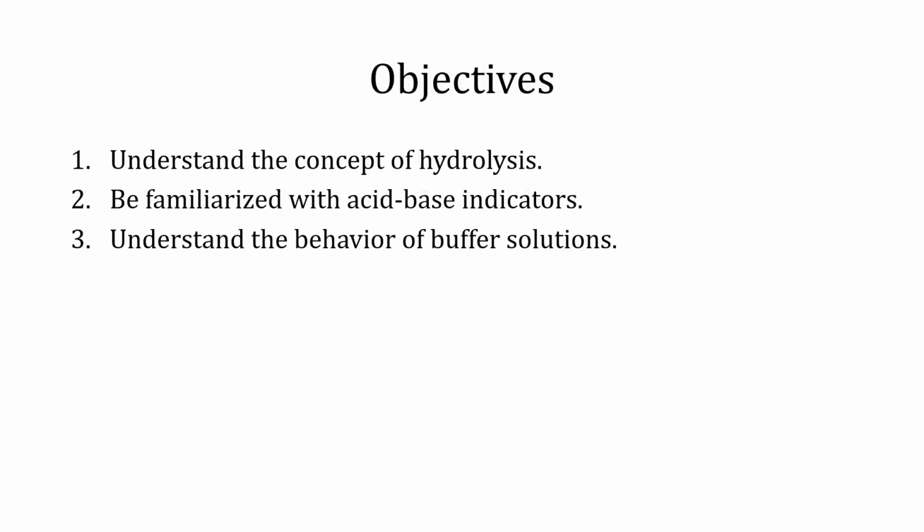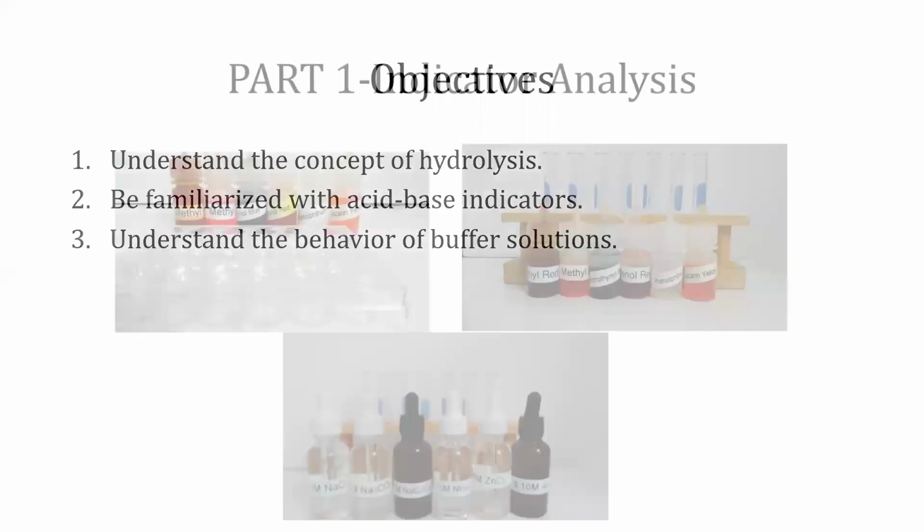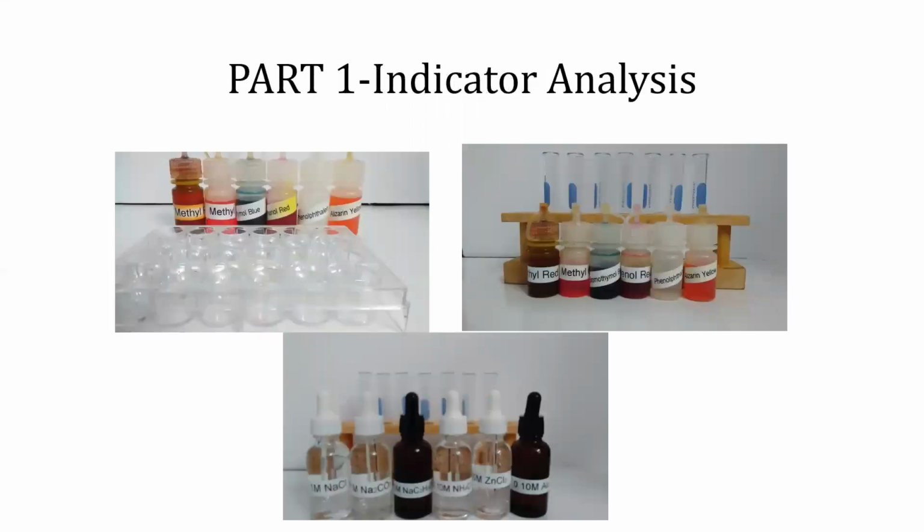The objectives of this lab include the following. 1. Understand the concept of hydrolysis. 2. Be familiarized with acid-base indicators. 3. Understand the behavior of buffer solutions. Part 1 of this lab is on indicator analysis. You need test tubes to, with the aid of indicators, determine the pH of each salt performed.